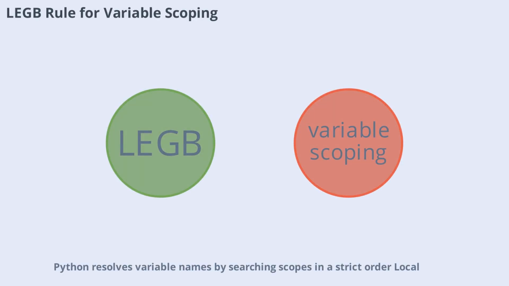Python resolves variable names by searching scopes in a strict order: local, enclosing, global, and built-in. This LEGB rule ensures that variables declared inside a function shadow global definitions, preventing accidental overwrites. In AI model initialization, declaring a local learning rate variable overrides the global one within the function block. Understanding scoping helps avoid conflicts and maintain clean code structure.